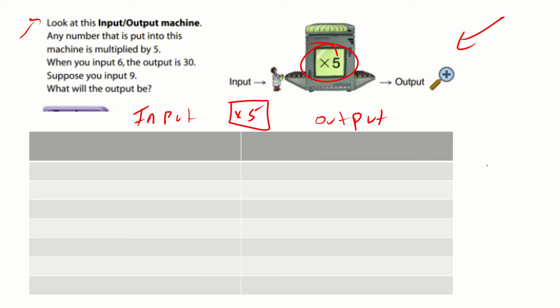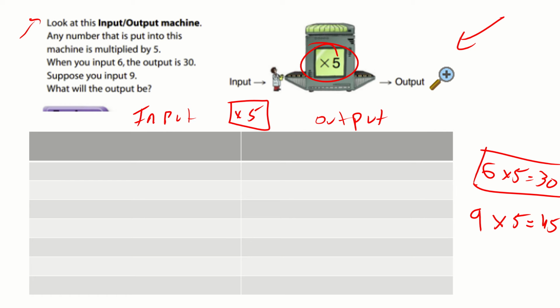So what we did was the input is 6, we multiply it by 5 because every one of them is, and we get 30. When you input 9, it says, what would our output be? So try to pause it here and figure that out. However, what you would probably do is you'd go 9, because that's the input, times 5, which is our pattern, and you would get 45.